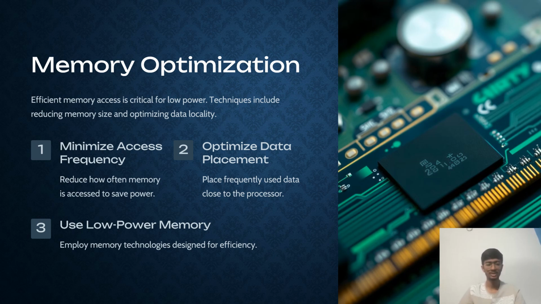First, minimize access frequency. Reduce how often memory is accessed to save power. Second, optimize data placement. Place frequently used data close to the processor. Third, use low power memory. Employ memory technologies designed for efficiency.